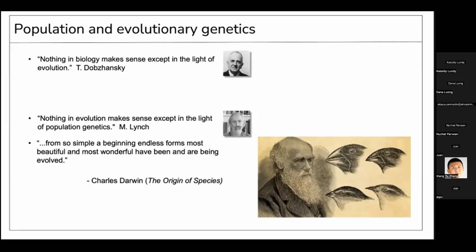And his quote, which is, "From so simple a beginning, endless forms, most beautiful and wonderful, have been and are being evolved." So the take home here is that population genetics is really a branch of evolutionary genetics, and it's a way for us to understand our origins and how we will continue to evolve in the future as well.